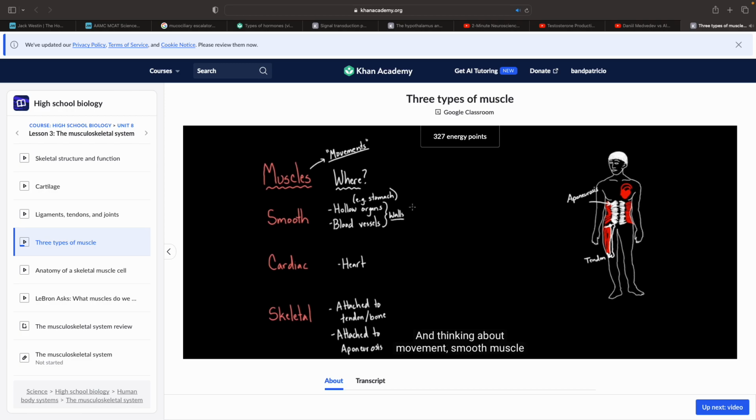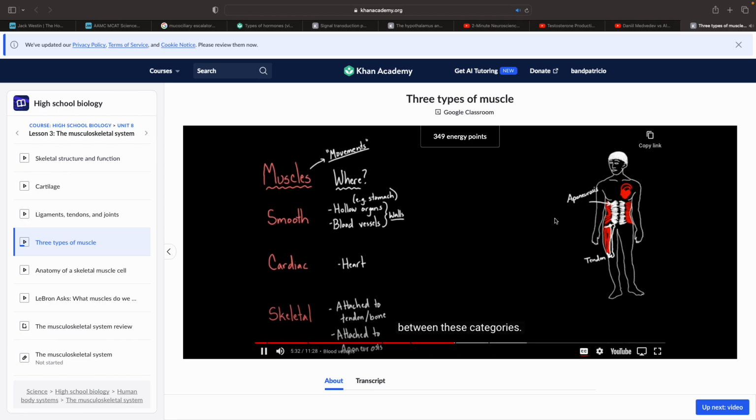And thinking about movement, smooth muscle can help the stomach, for example, move food forward. Cardiac muscle is going to help your heart beat. That's a pretty important movement. And skeletal muscle, we use that every single day. Every time you give your friend a high five or give your mom a hug, those are skeletal muscles that are helping your body move around, right? So let's move on. Let's think about some other differences between these categories.